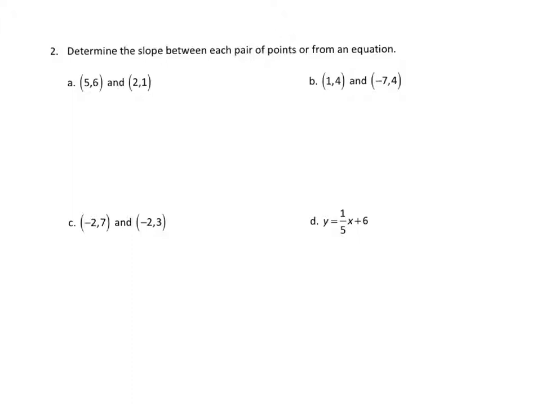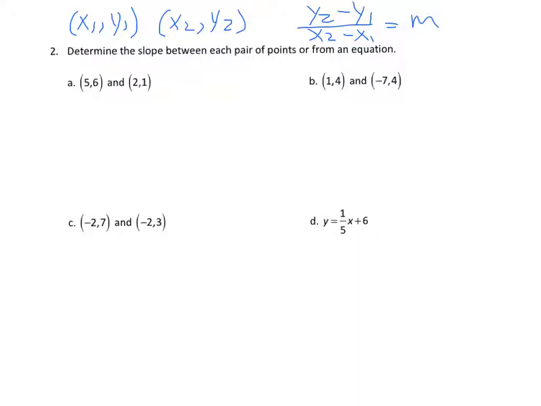Next, we're going to determine the slope of a line given 2 points. If you have 2 points in the form x1, y1, and x2, y2, you can find the slope using the formula y2 minus y1 over x2 minus x1. And we often use the letter m to represent slope.